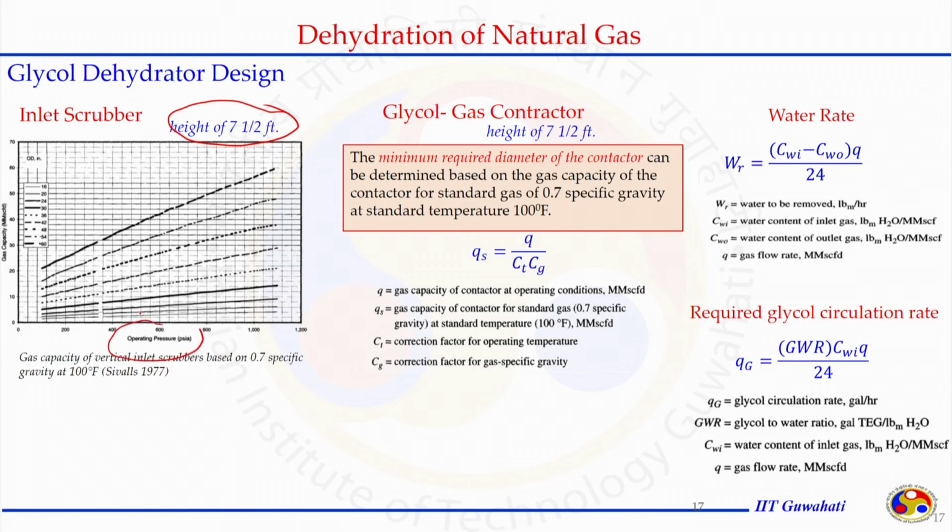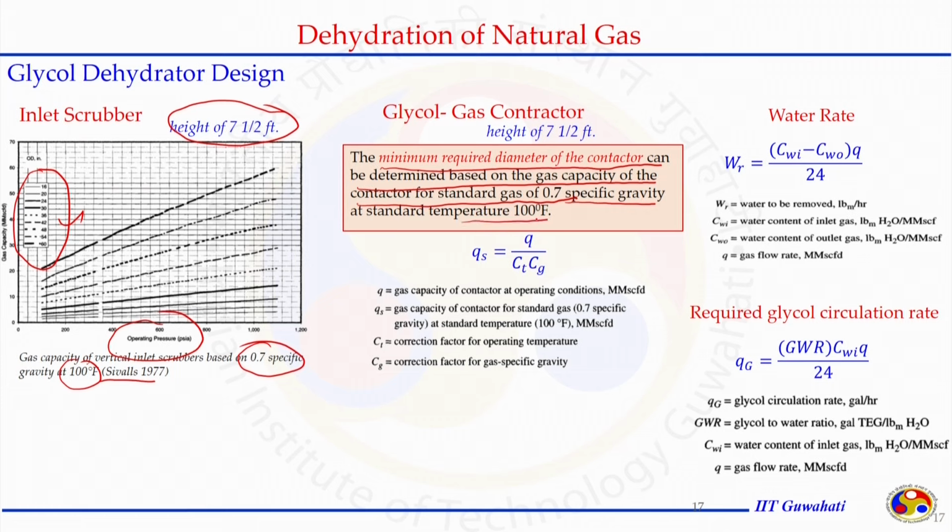The second unit that is important is the glycol gas contactor. Again, the standard height is considered for this absorption tower, which has the tray and the packed bed to provide more contact time for the gas and liquid. For that, the minimum required diameter of the contactor can be determined based on the gas capacity of the contactor and standard gas of 0.7 specific gravity at this temperature.